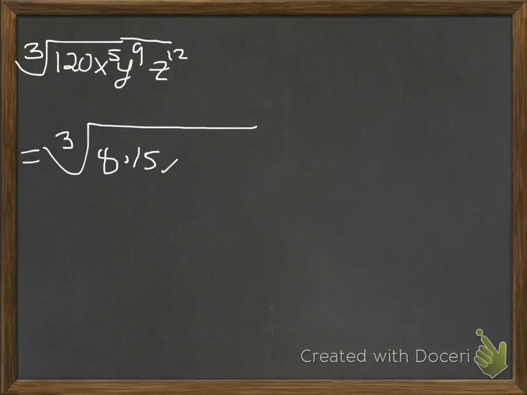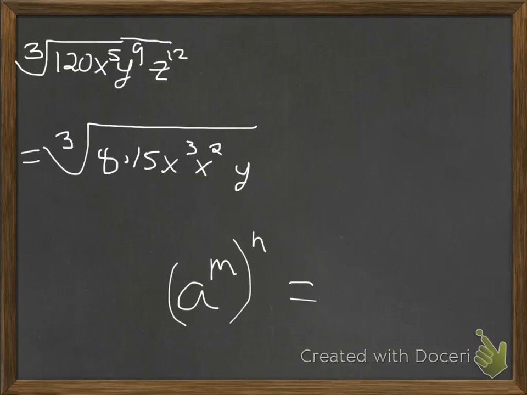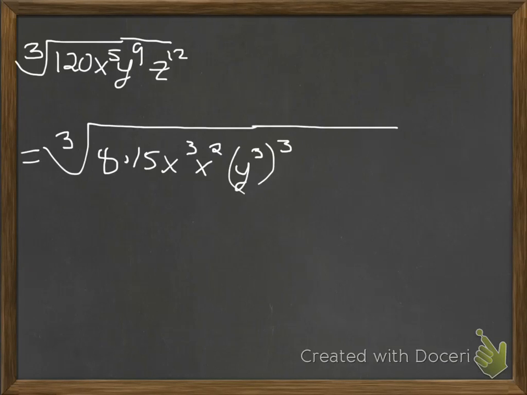So we can rewrite x to the fifth as x cubed times x squared. And then we're going to use the power rule for exponents, which is if you have a to the m to the n, you multiply your exponents. And what I want is things to the third power so that the third power will cancel with the third root, so we'll get stuff out. So what we're going to do with the y is write it as y to the third cubed, and if we multiply those threes together we'll get 9. And then the z, we can write that as z to the fourth and then cubed.